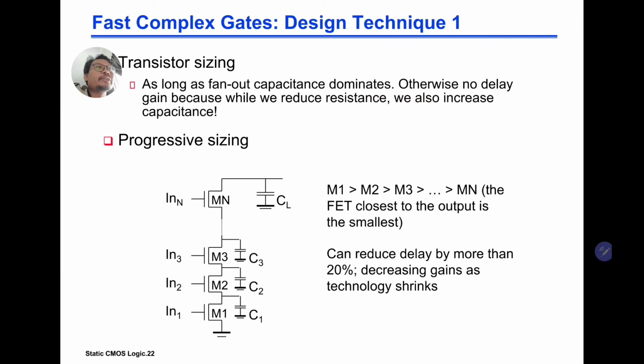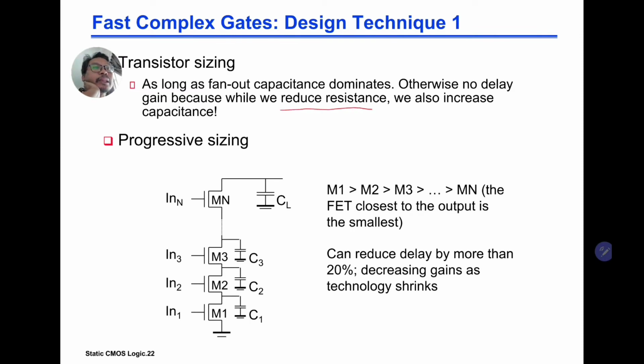And now we go to some of the simple design techniques to achieve good delay. Remember, our goal is we want a good delay, preferably equal delay, tPHL and tPLH the same. So how do we size the gate to make it the same? You've seen already, you want to make a 2:1 ratio between the PMOS and NMOS, and you don't want too many fan-in inputs. Transistor sizing helps as long as the fan-out capacitance dominates, otherwise there is no delay gain, because as we reduce the resistance, we also increase the capacitance.